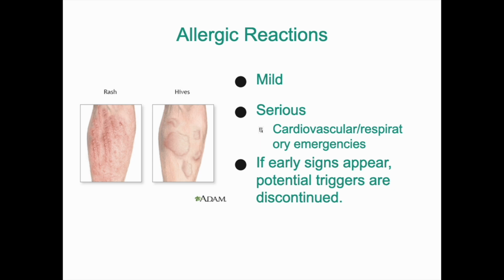Let's start with mild reactions. These include skin redness, hives, or raised patches. If early signs appear, potential triggers should be stopped immediately. Allergic reactions can develop within 2 to 20 minutes and last up to 36 hours. H1 and H2 receptor antagonists like diphenhydramine, Benadryl basically, are used to counteract the release of histamines.